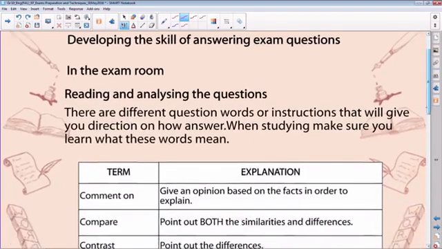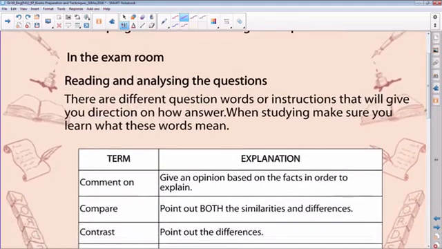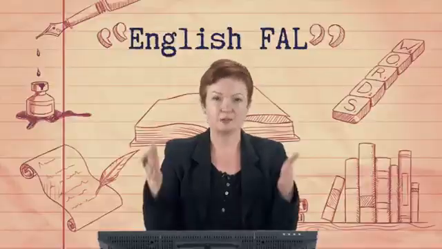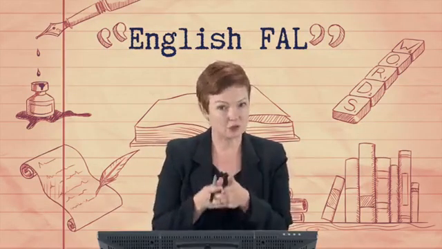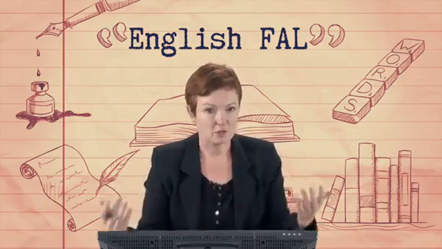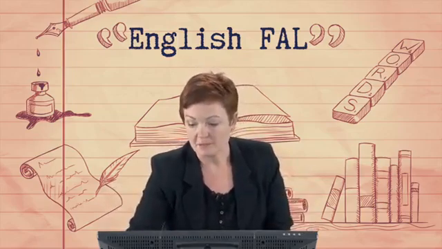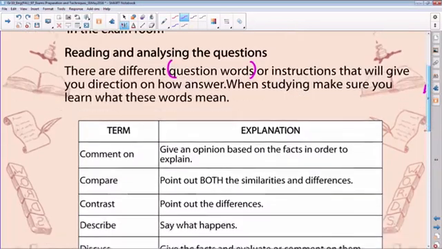It's a good idea to become familiar with what we call question words. These question words are what guide us in how to answer the question. Now these question words, they're going to be across all your subjects. So if you know what the question word is asking for, it will direct you exactly in how to answer your question. So the question words we have, and this is something you can research more.